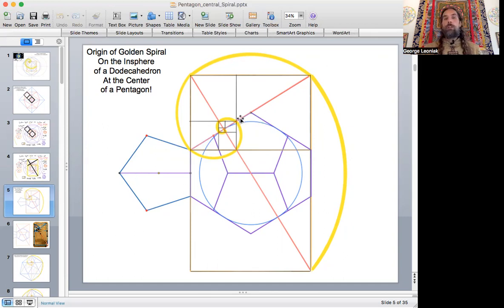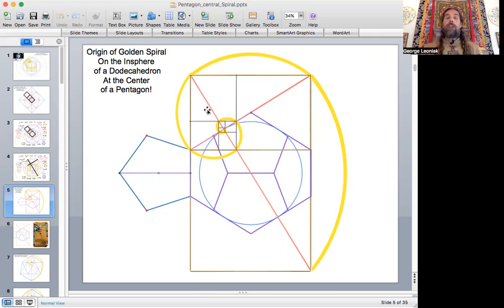Then this line is going through, it's meeting at the vertex and coming all the way through until it meets at this point here, going through the center there. And the other one is going to go straight through the golden rectangle. And that is the point that goes directly through the center of this pentagon here on the side.